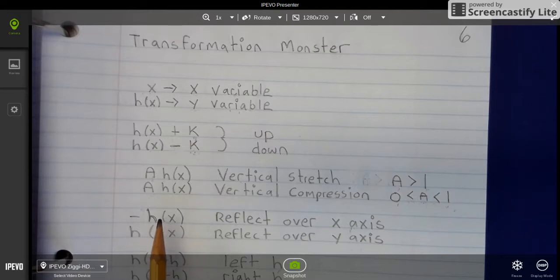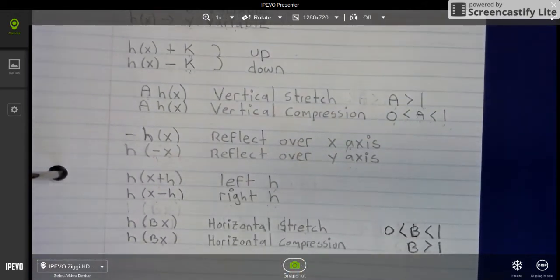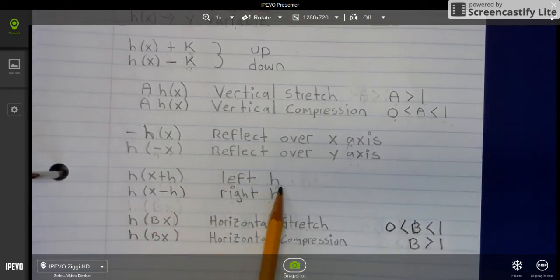Now, if you're multiplying by a negative on the outside, then it should reflect over the x-axis. If you multiply by a negative on the inside with the x, it's a reflection over the y-axis. And here, if we have h of x plus h, now, we know if it's plus h in the parentheses, it's left h units. And if it's h of x minus h, it's right h units.